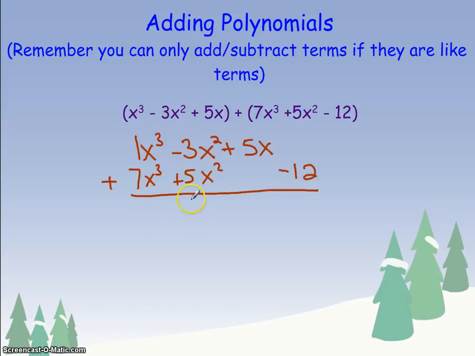So just work your way down each column of numbers to add them together. So these are both x to the third, so you do what the numbers say. 1 plus 7 is 8. You just carry down x to the third. Negative 3 plus 5 is positive 2. Carry down x squared. 5x doesn't have anything underneath it, so you're just going to bring it down. And negative 12 doesn't have anything underneath it either, so you bring it down.